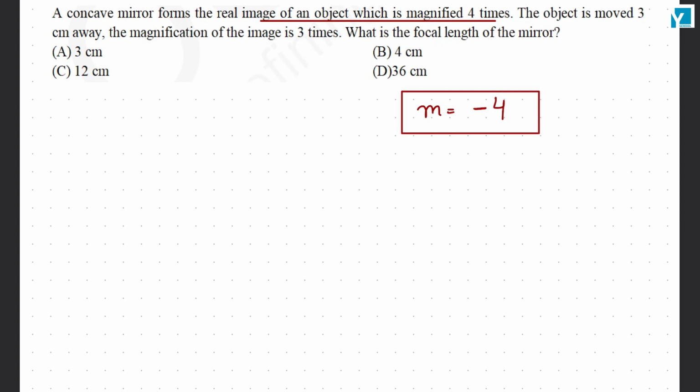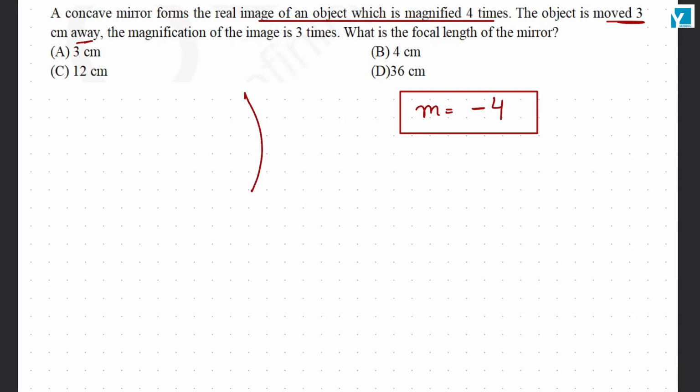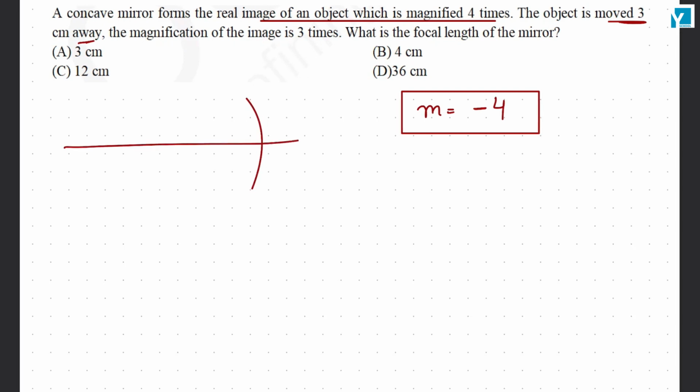Now the object is moved 3 centimeters away and the magnification is 3 times. Okay, so we have to draw a diagram first. A concave mirror forms a real image of an object which is magnified 4 times. The object must be lying between the focus and the center, and this should be the image. In this situation, you can say your distance is u, which is, let's say this is x, and what comes out here is y.